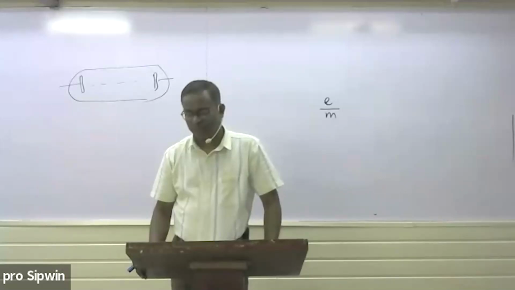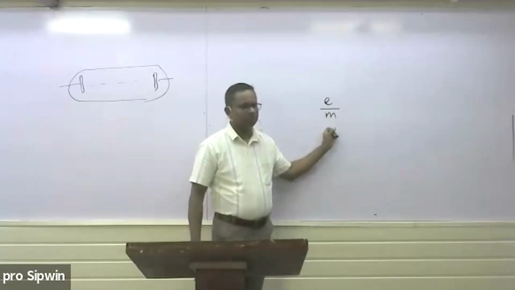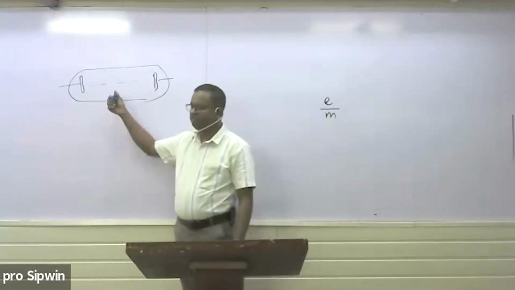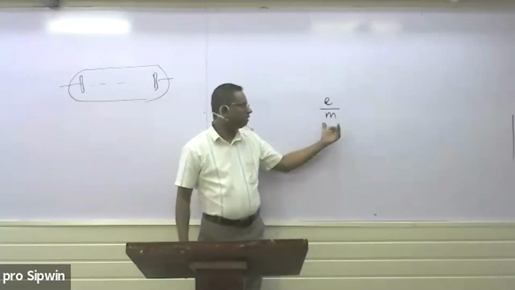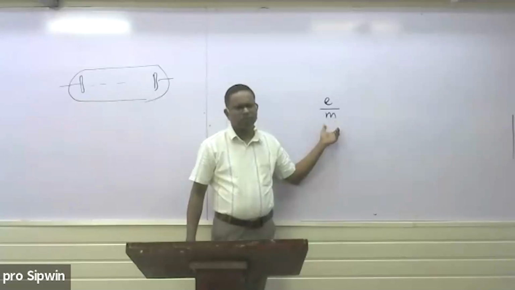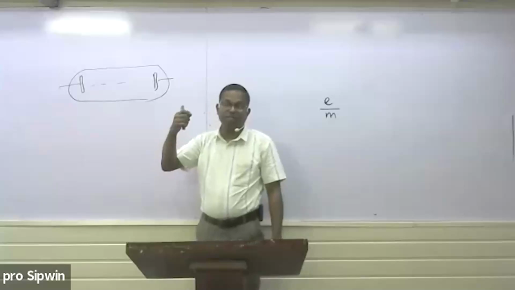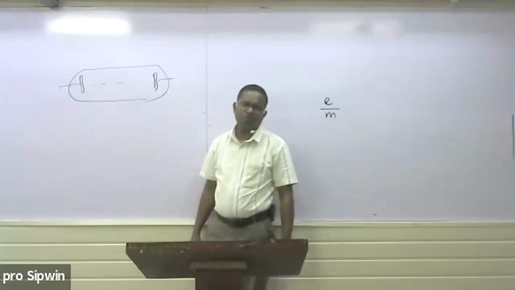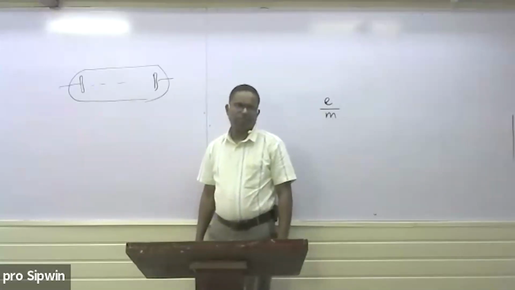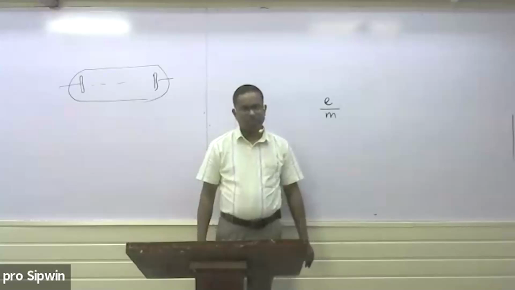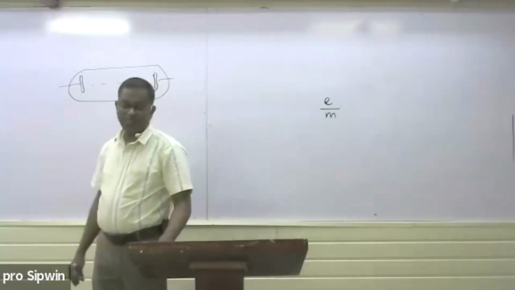So the E over M value is fixed, no matter what gas we include, what electrodes we use, always. So E over M value being fixed means the cathode ray particle is always a fixed one, common to all matter. Common to all matter. All right. With that, confirm the electrons. After this, what happened? Now the E over M value is known.